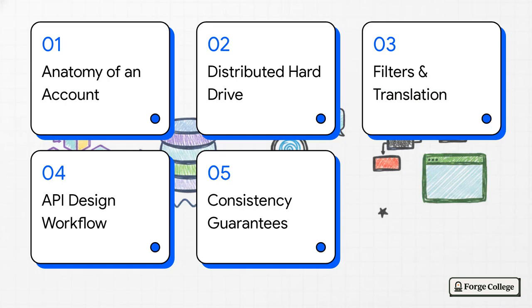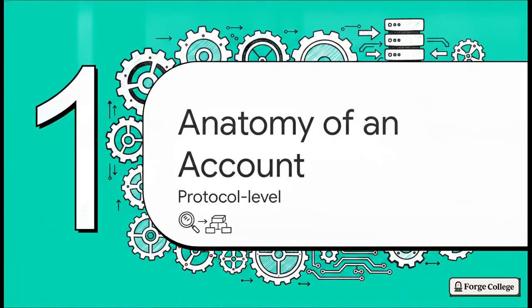To get us from a box of raw parts to that beautifully assembled JSON bookshelf, we've got a really solid game plan today. We are going to cover the anatomy of an account, the distributed hard drive concept, filters and translation, the API design workflow, and finally, consistency and guarantees. Let's kick things off with part 1, the anatomy of an account.